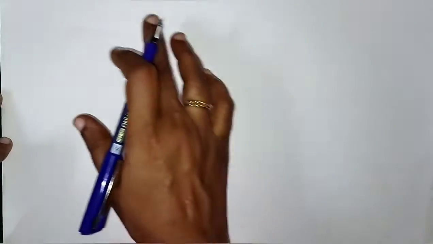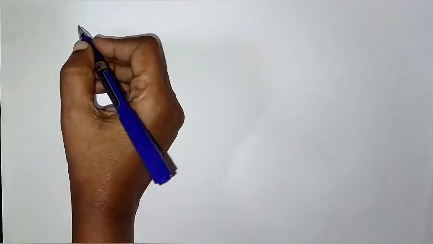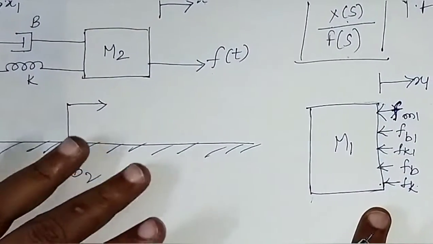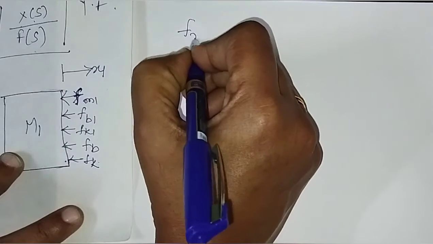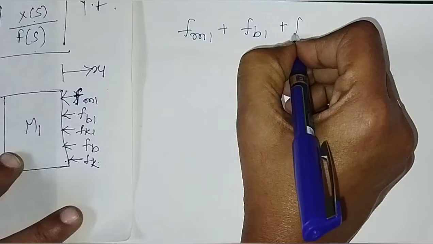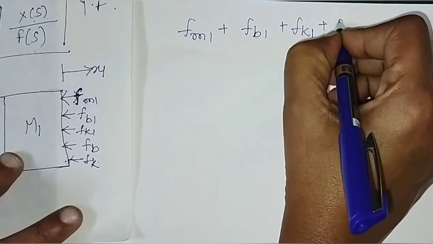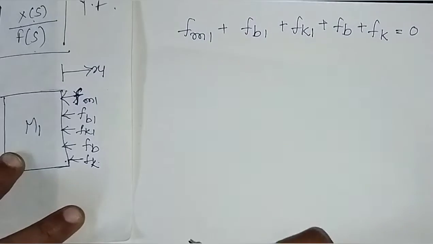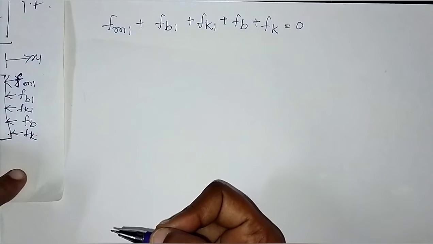Apply the condition that applied force equals the sum of opposing forces. Here the applied force is 0, so we sum up the opposing forces. The opposing forces, as we can see from the free body diagram, are Fm1 plus Fb1 plus Fk1 plus Fb plus Fk equal to 0. Clear?